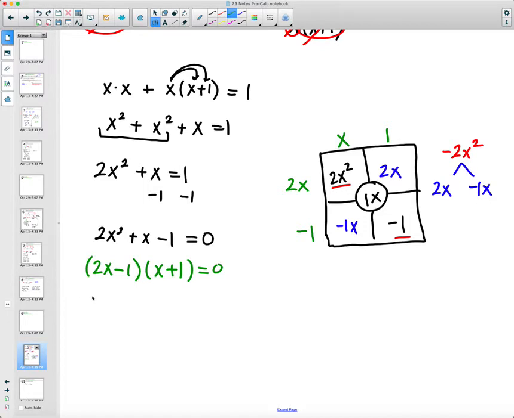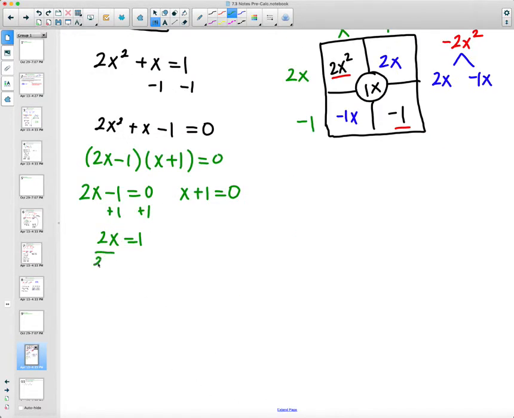So now you can split these and solve. So 2x minus 1 equals 0. x plus 1 equals 0. Then you can solve them. So add 1 to both sides. So we get 2x equals 1. Divide by 2. So you get x equals 1/2. Subtract 1 here, so you get x equals negative 1. So our two possible solutions are 1/2 and negative 1.